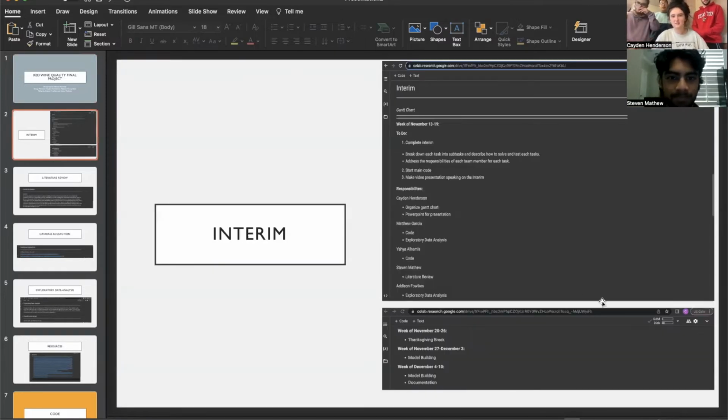First is our interim. Our interim consists of a Gantt chart, which shows different weeks of November through December, our task list, and our roles and responsibilities. So our first to-do list was what we did this week. And then we have our responsibilities, which is what we did up to this date. And then these other weeks are what we are planning on doing.